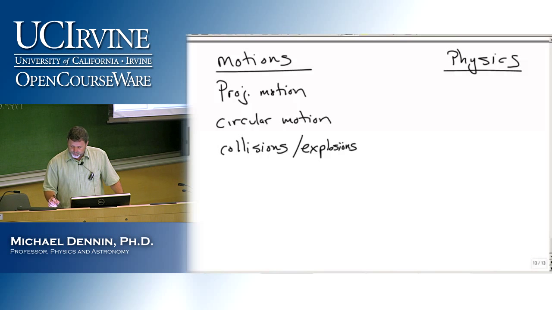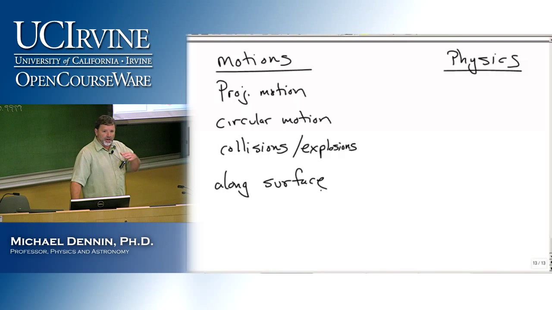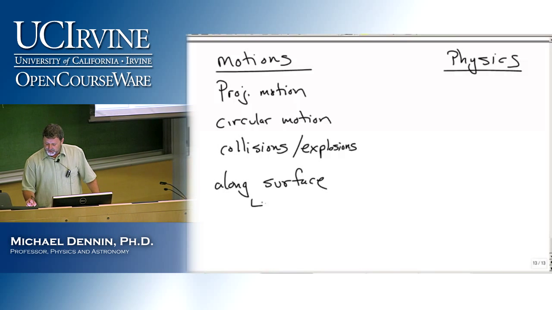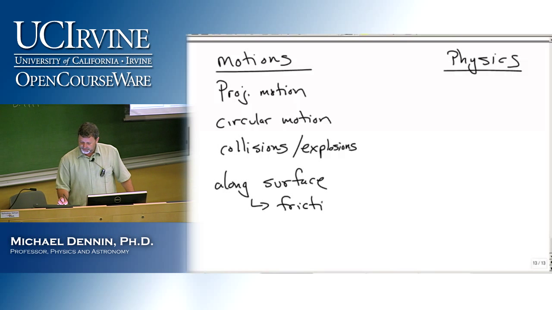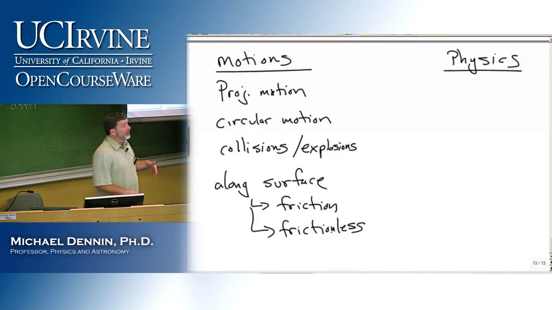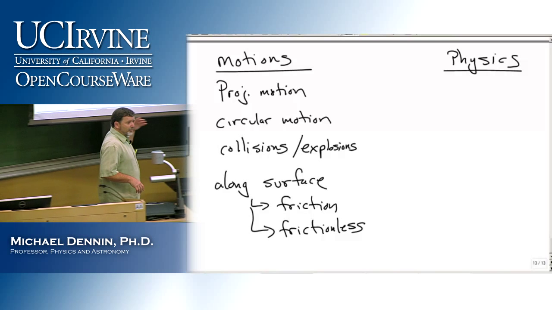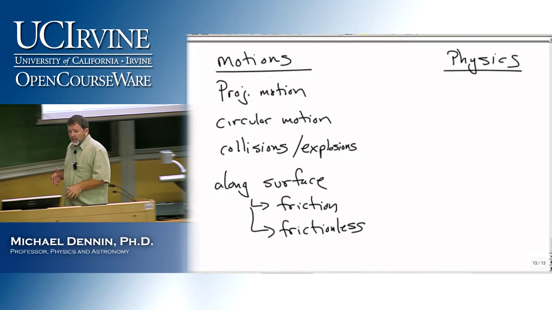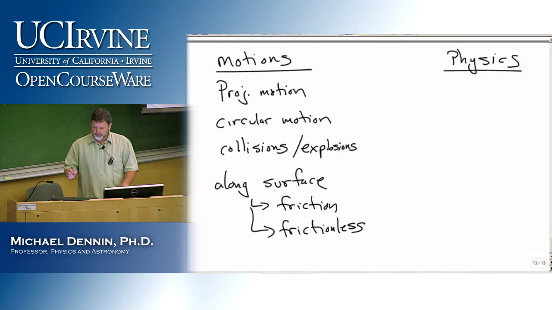So I'm just going to tell you. It's all our motion along a surface, right? Down a ramp, up a ramp, along a flat horizontal plane. All of our motions on surfaces which either had friction or were frictionless. If you can identify the motion, that's a big step towards knowing what you need to do to solve the problem.